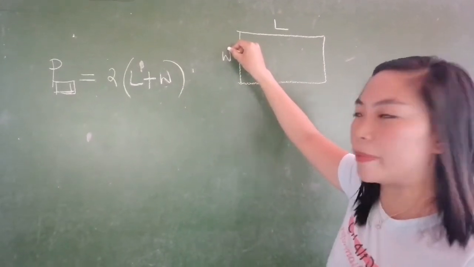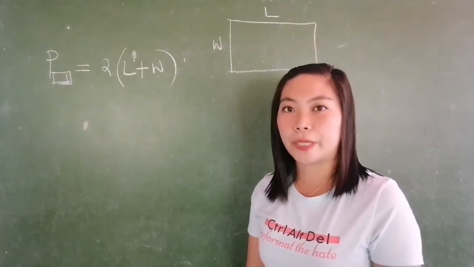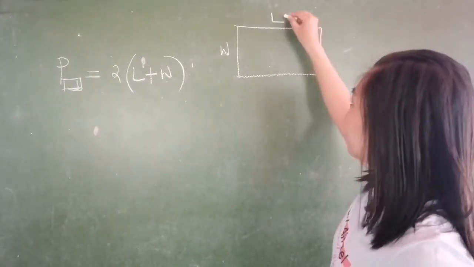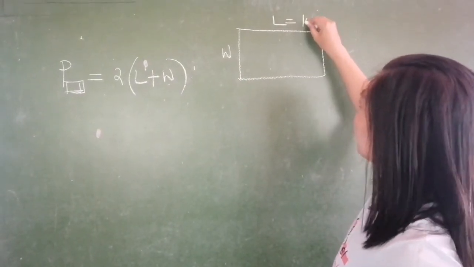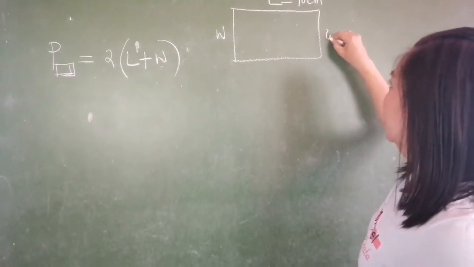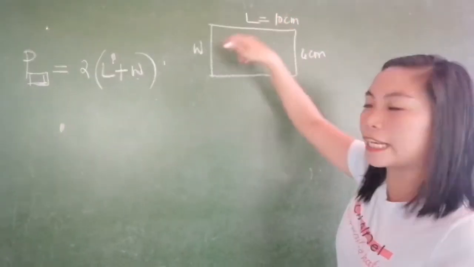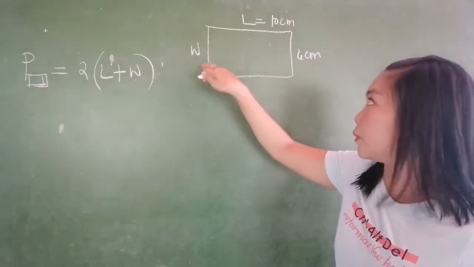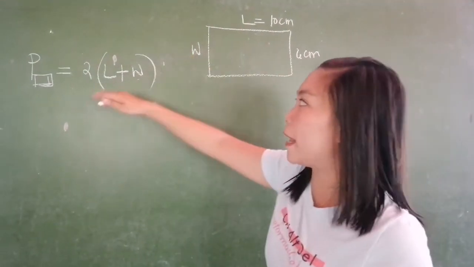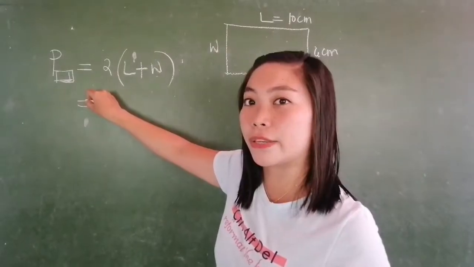So, finding the perimeter, we have to apply the formula. For example, let's find the perimeter of a rectangle with length equals 10 centimeters and width is, let's say, 6 centimeters. So, we already have the given dimensions, which are the length and the width, and it measures 10 by 6 centimeters.